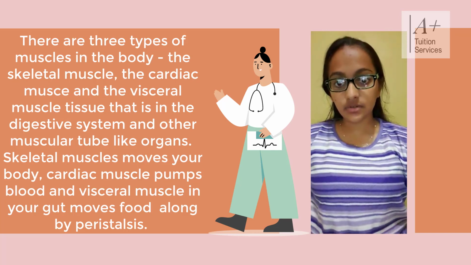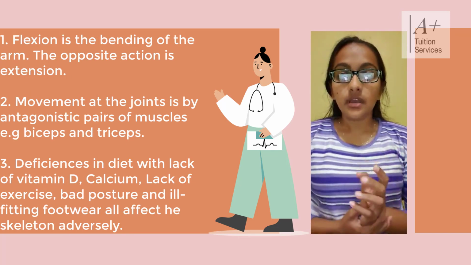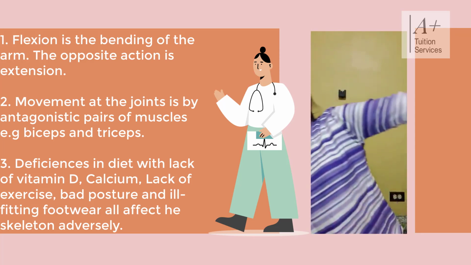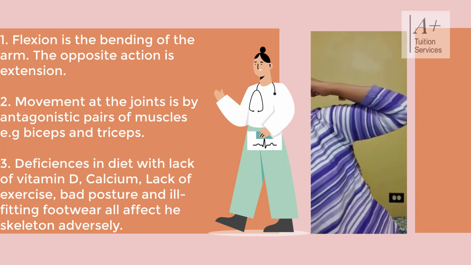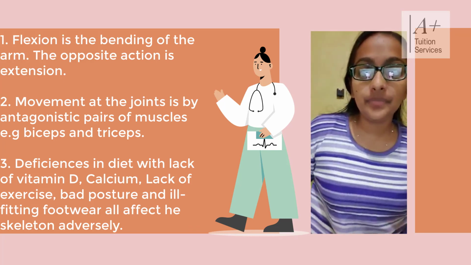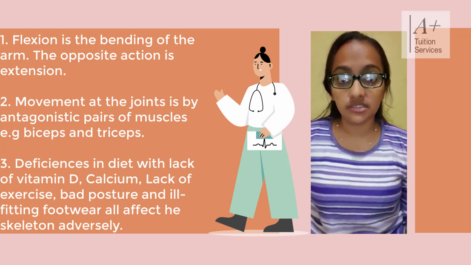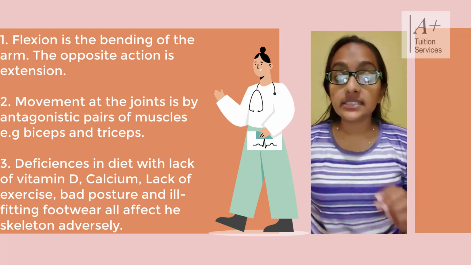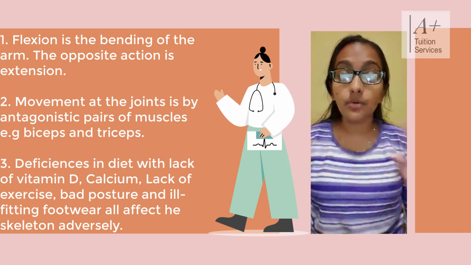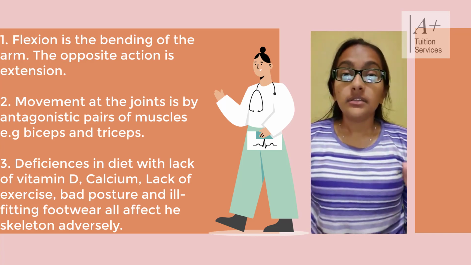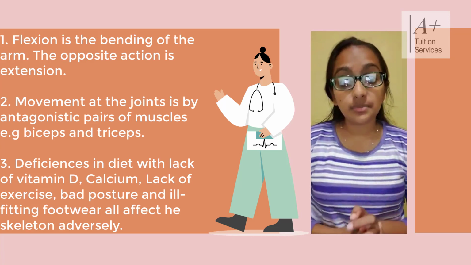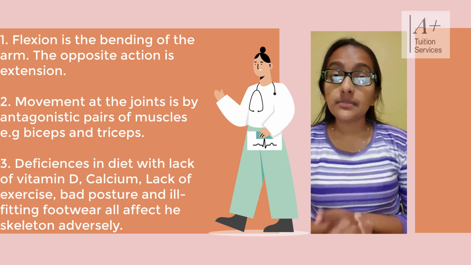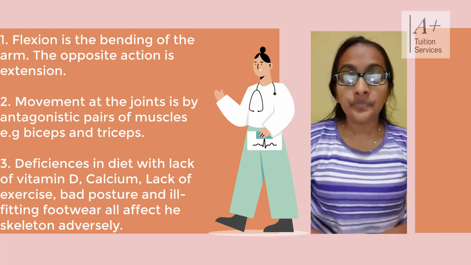To end this video, we just have some key points to recap. Flexion is the bending of the arm. The opposite action is extension. Movement at joints is by antagonistic muscles, or muscles that oppose or go against each other. The biceps and the triceps are those responsible for the movement of the arm. Biceps is your flexor, triceps is your extensor muscle.